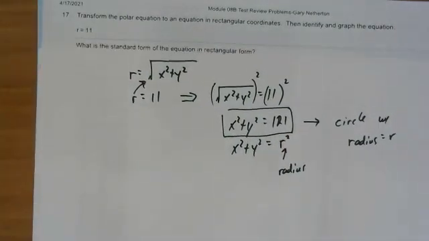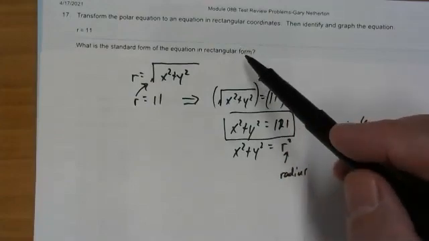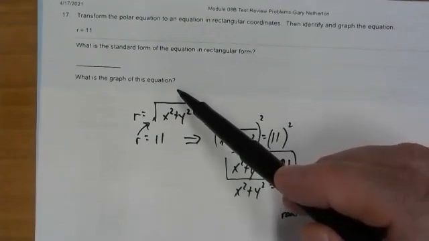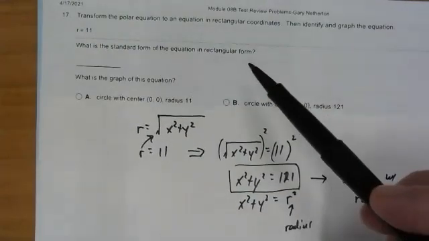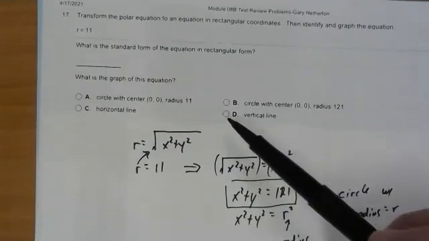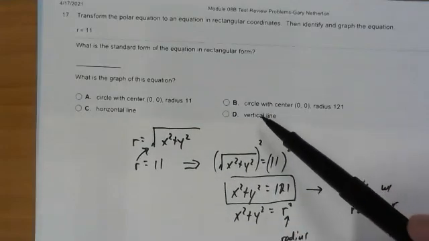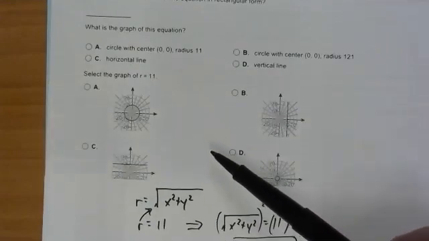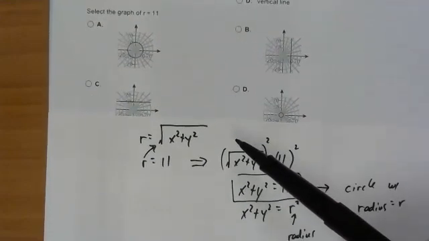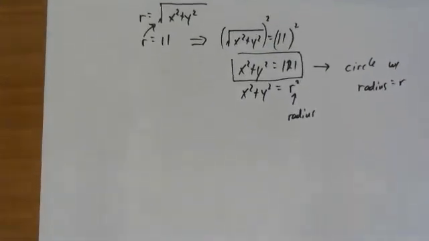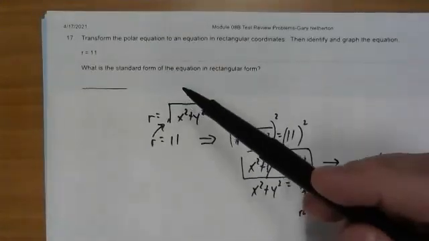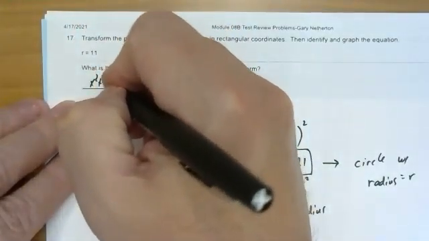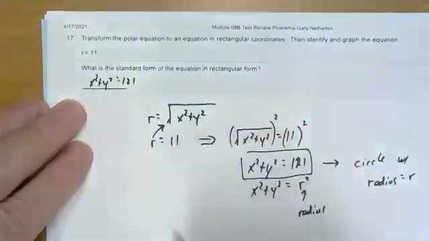So we'll see how they give the answer. What's the standard form of the equation? Rectangular form. Then they give you a multiple choice. What does the graph look like? So let me just fill this out. What's the standard equation, rectangular form? It would be x squared plus y squared equals 121.